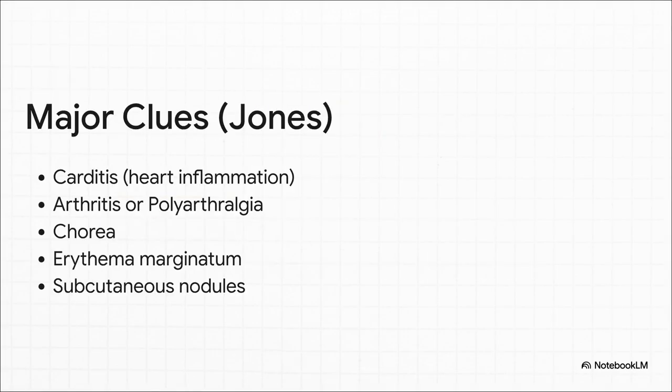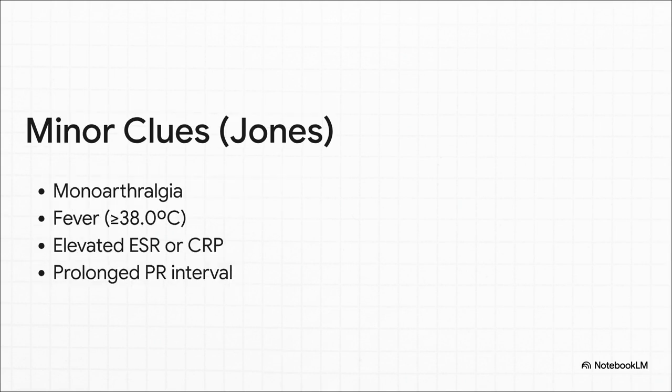So for this disease, the major clues aren't about finding bacteria in the heart. Nope. It's all about finding signs of widespread inflammation caused by that haywire immune response. We're talking about things like an inflamed heart, super painful joints, and even some really specific things like involuntary movements or strange skin rashes. The supporting clues, the minor ones, they all follow that same theme of inflammation. So you'll see things like pain in just a single joint, a fever, of course, and lab tests that show really high levels of inflammatory markers in the blood. Even an ECG can pick up on electrical changes in the heart that are consistent with all that inflammation.